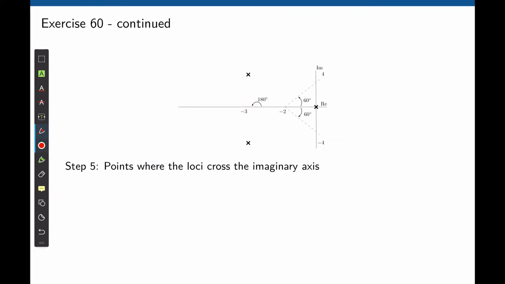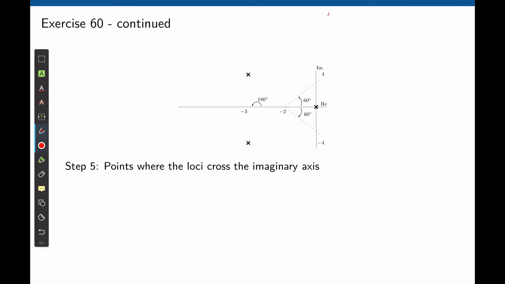Now let's calculate the points where the root locus crosses the imaginary axis. To do that, we need to find the characteristic equation of the system and solve for points of that characteristic equation. Specifically, we are interested in solutions of that characteristic equation when the imaginary part is non-zero and the real part is zero. Those are the points where the root locus crosses the imaginary axis.